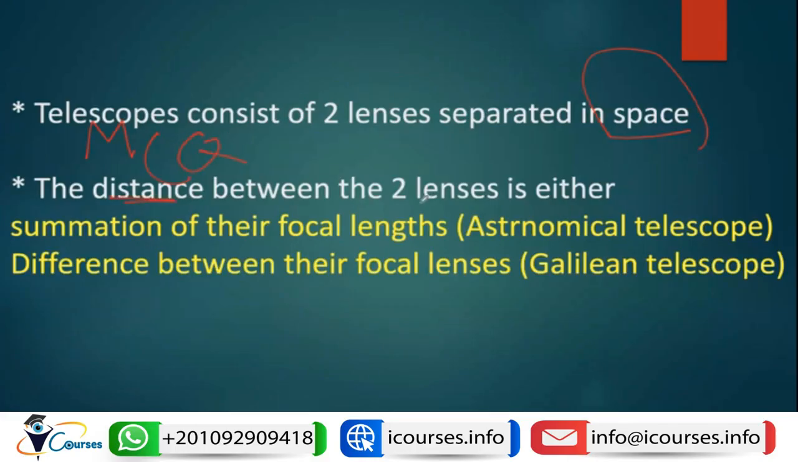What is the distance between the two lenses which make the telescopes? It could be either the addition or the difference of their focal lengths. The summation is the case in astronomical telescopes, or the inverting telescopes, or what's called the Keplerian telescopes. Or the distance between the two lenses can be the difference between their focal lengths, and this is the case in Galilean telescopes. And we will see this in much more detail now.